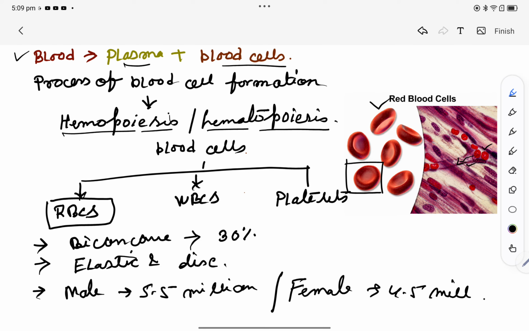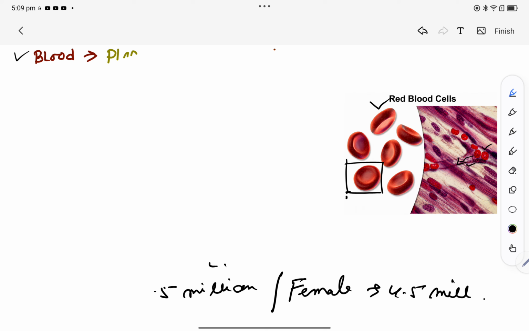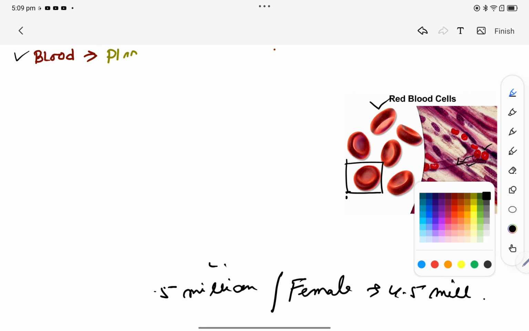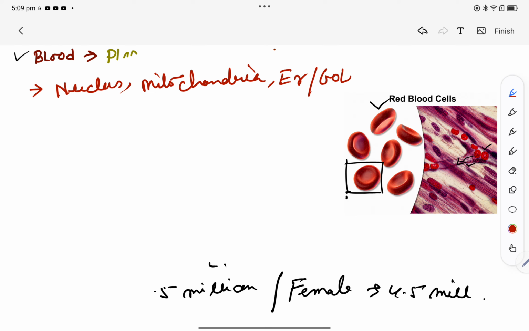Now a very interesting fact about RBCs is that our mature RBCs do not possess a nucleus. They also do not have mitochondria, ER, that is endoplasmic reticulum, and Golgi apparatus. These things they do not have.